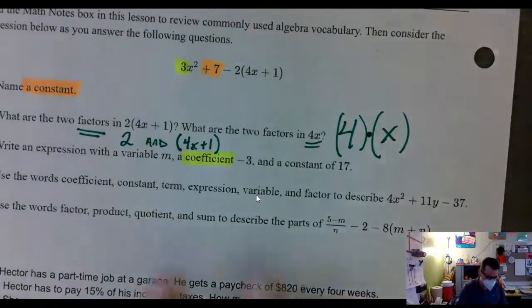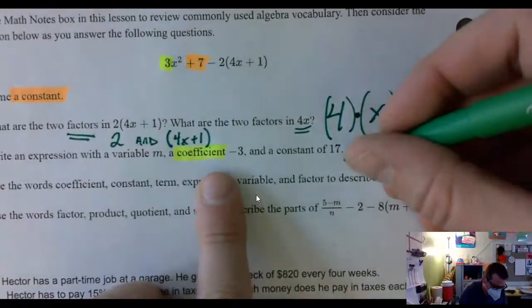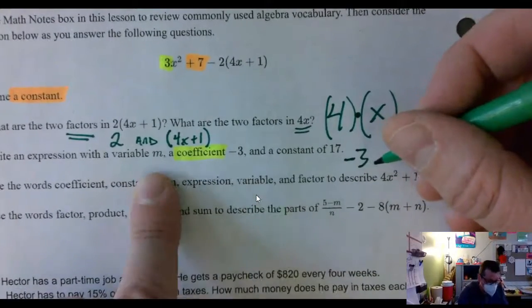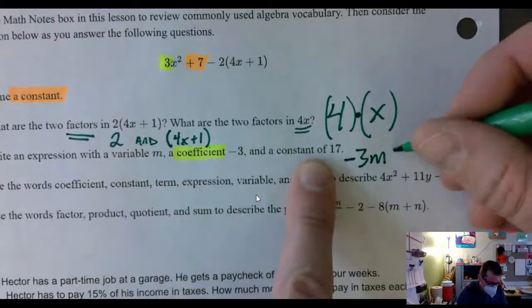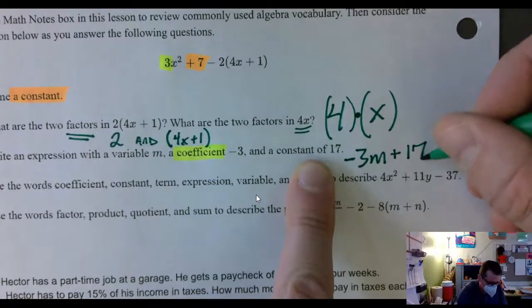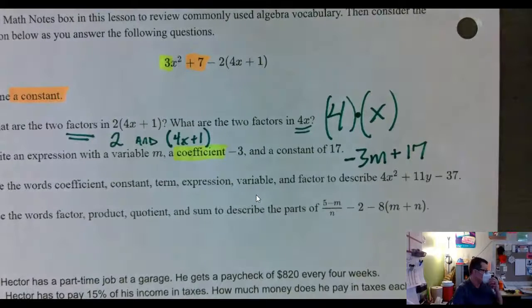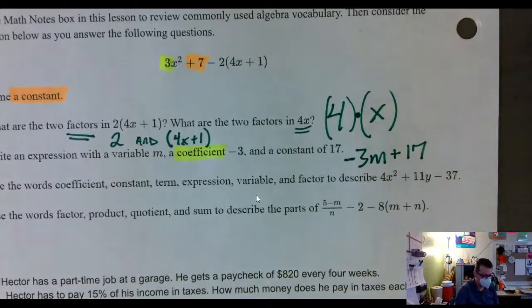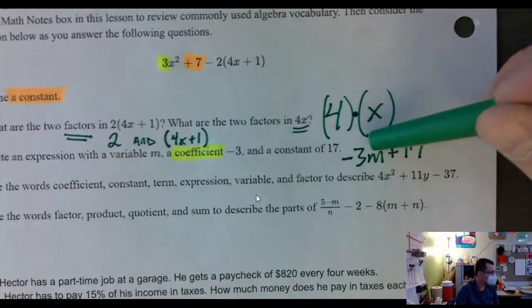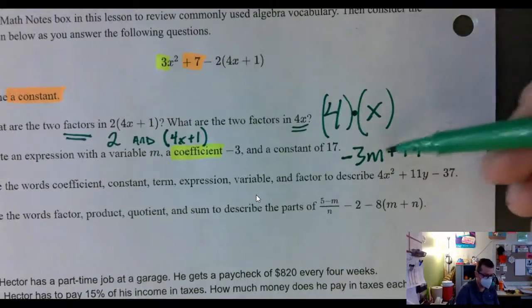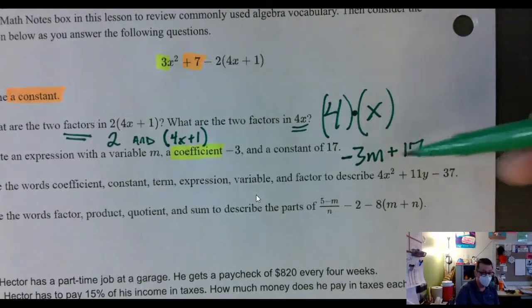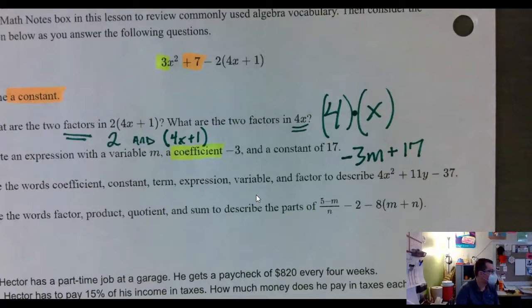So I'm going to rewrite, make a different one. So coefficient of -3, variable of m, and a constant of 17. Questions on how we end up with negative 3m. Negative 3 is the multiplier, what we call the coefficient of m. 17's our constant. It's a number we know.